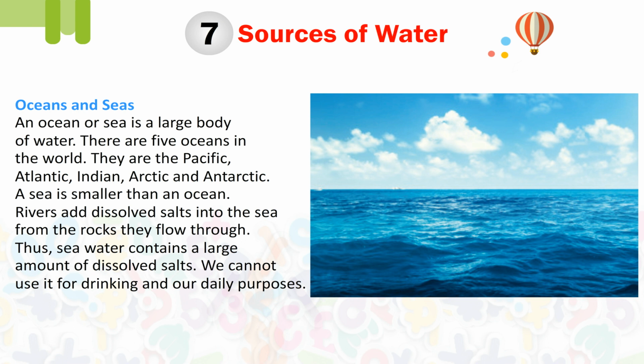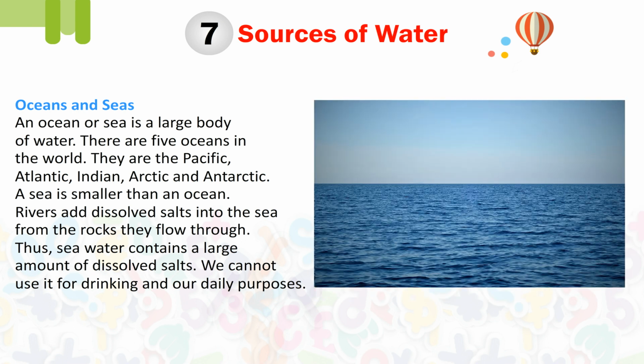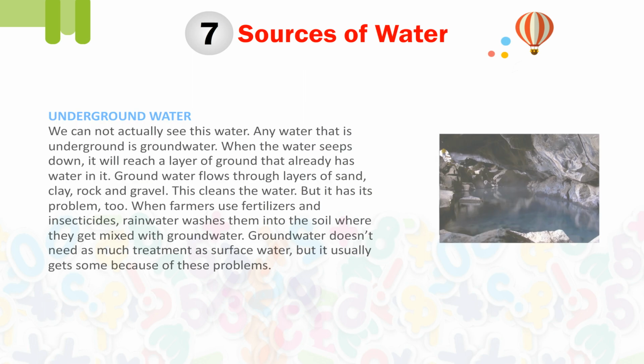Oceans and seas. An ocean or sea is a large body of water. There are 5 oceans in the world. They are the Pacific, Atlantic, Indian, Arctic, and Antarctic. A sea is smaller than an ocean. Rivers add dissolved salts into the sea from the rocks they flow through. Thus, sea water contains a large amount of dissolved salts. We cannot use it for drinking and our daily purposes.